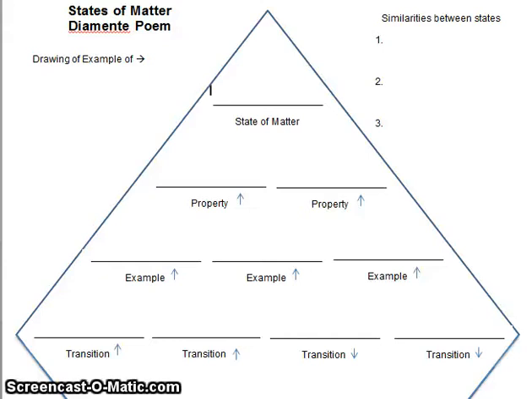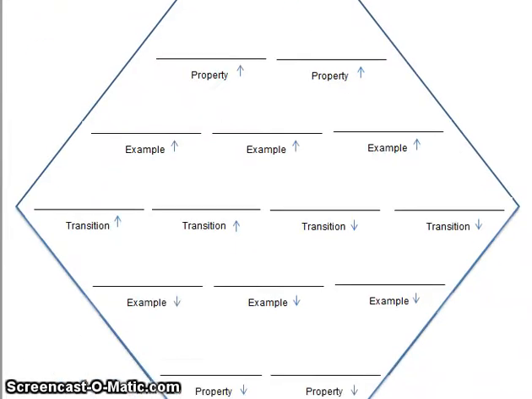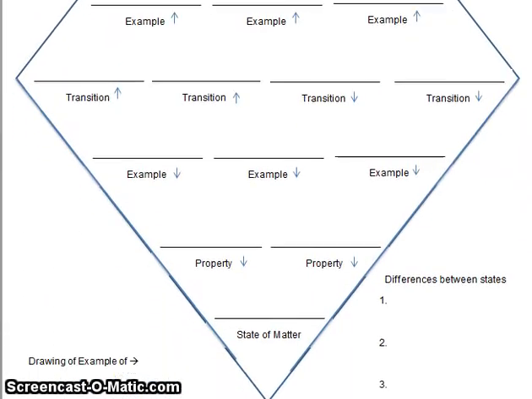All right, the Diamante poem. This is a chance for you to show off all that you understand now about states of matter and how they change. So here at the very top row, you're going to choose one state of matter, for instance, a gas, a liquid, or a solid. And here in the bottom row, you're going to choose a second state of matter, gas, liquid, or solid, whatever you didn't choose before. At the top and the bottom, you're going to draw one example of each of those.